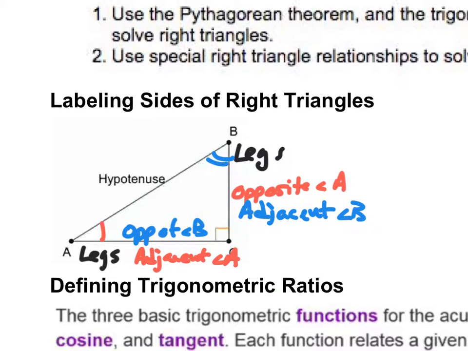So how we label the sides of a right triangle depends on what angle we're talking about. This length is always going to be the hypotenuse, but if we talk about angle A, then this length over here is opposite angle A, meaning it doesn't touch it. And this length here is adjacent to angle A, meaning it creates angle A with the hypotenuse. That switches when we talk about angle B. Okay, so enough about that.